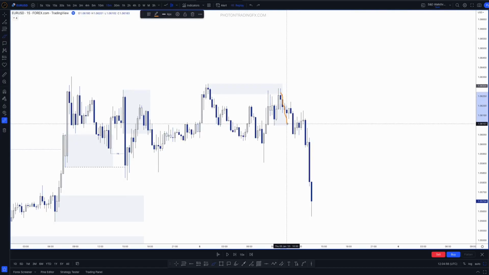If demand's going to do its job, what should it do? It should form a higher high, right? It should break that high. But it fails to do so. So it reacts, the reaction is key, and then we break and close below.